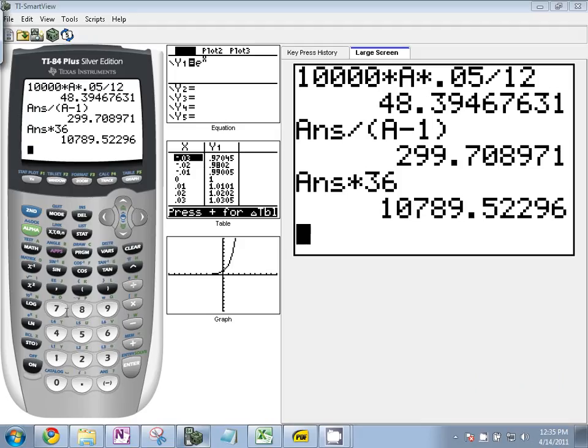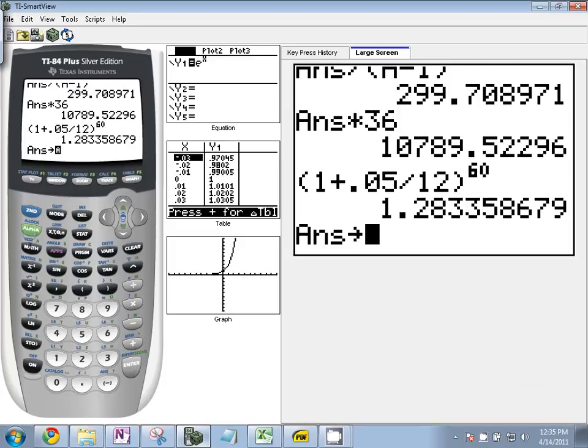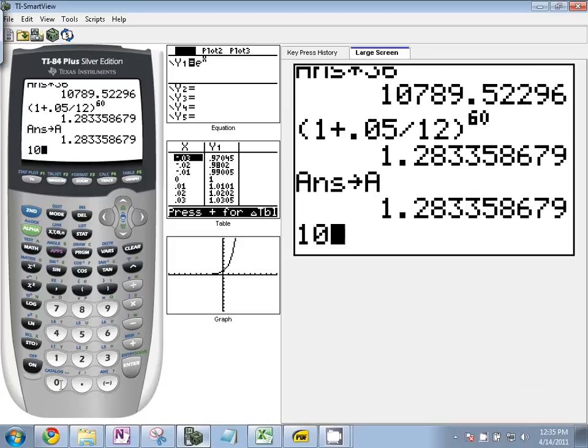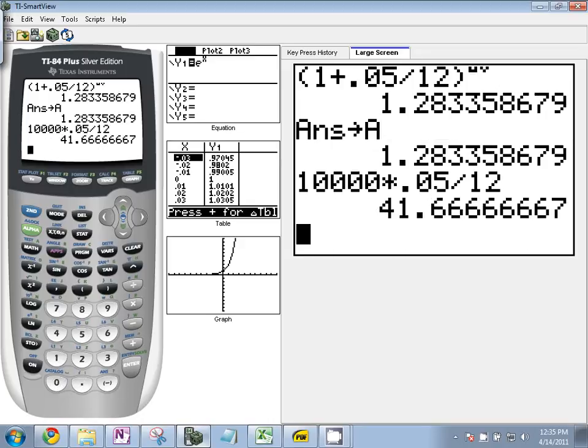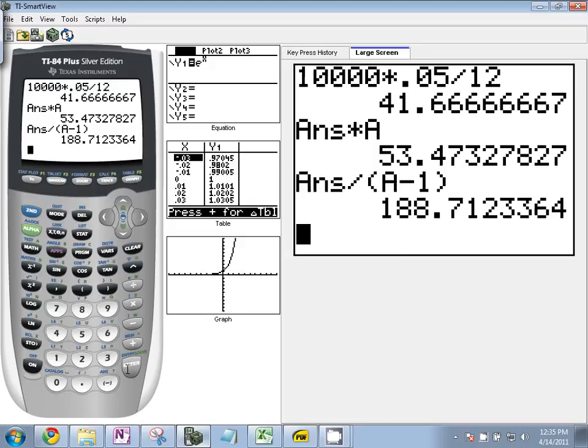Yeah, so we need to do 1 plus 0.05 divided by 12 raised to the 60th. And this time I'm going to save this as A. So now we have 10,000 times 0.05 divided by 12 times what? Alpha B? Was it? No, I saved it as A, didn't I? Sorry. No, you don't need it because multiplying and then dividing, you don't have to have it. So we multiply that times A. And now what do we divide by? A take away 1. What do we end up with? $188.